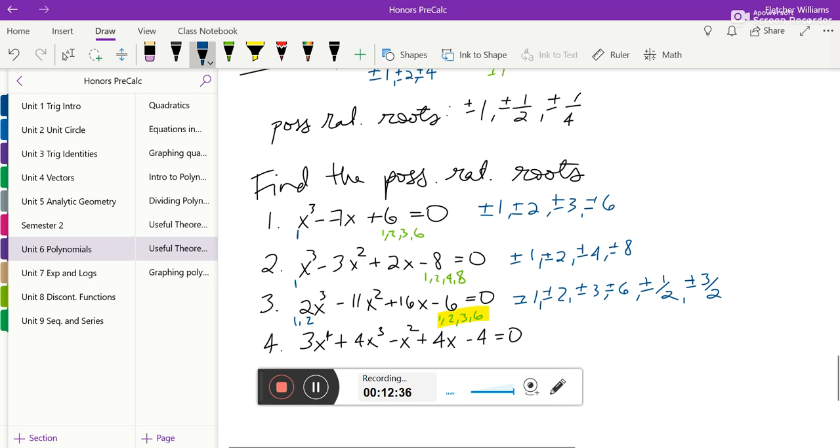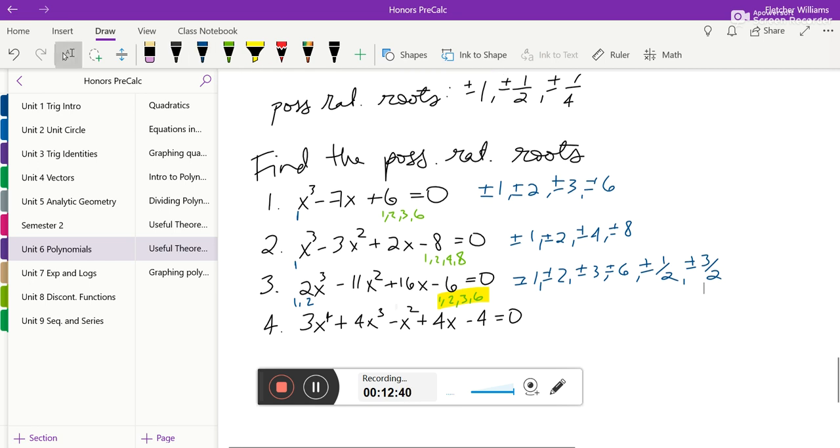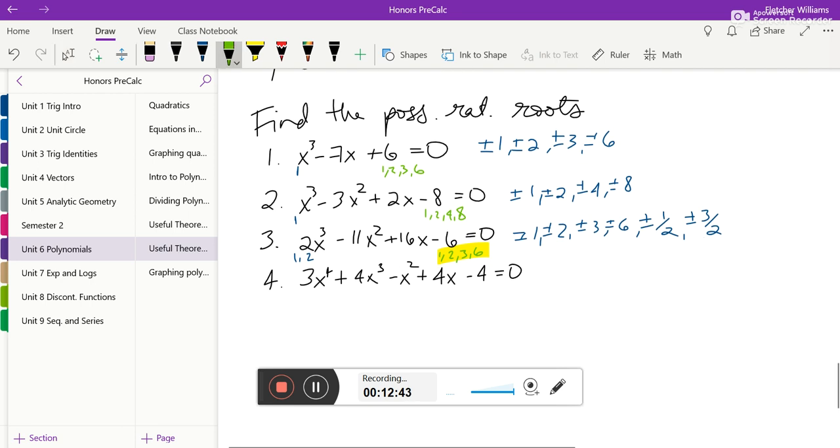6 over 2, that would be 3, I already have it. So just those right there. Then for this last one, let's see, we've got factors 1, 2, and 4 over here, and a factor of 1 and 3 over here. That's going to give us possible rational roots: 1, 2, 4, and then 1/3, 2/3, and 4/3.